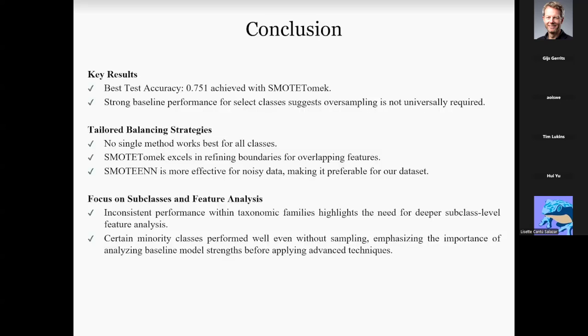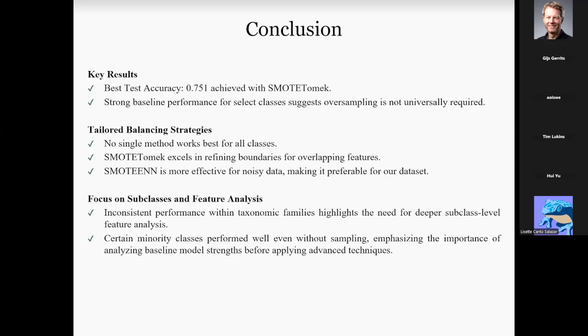The best accuracy we received by SMOTEENN and SMOTETomek, they are really close to each other. It is 75%, so almost an 8% increase in accuracy by using these strategies. We also have strong baseline performance for select classes. And that means oversampling is not universally required. It might not be required, actually.